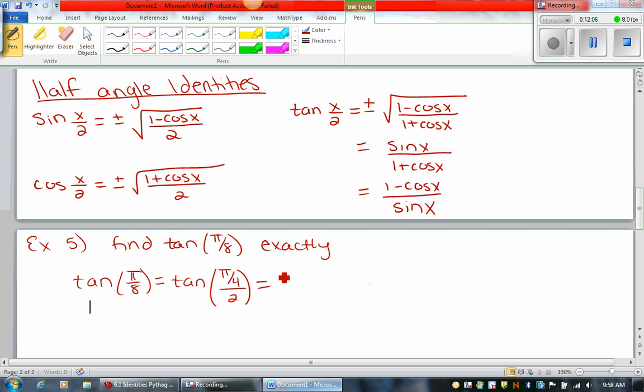Now I can go to my half angle identities and select one that's going to work for me. I'm going to select this second one because I don't really want to play with the radicals. So I plug in: sine of x, where x is pi over 4, divided by 1 plus cosine of pi over 4. Again, you should know these off the top of your head. Sine of pi over 4 is radical 2 over 2, as is cosine of pi over 4.